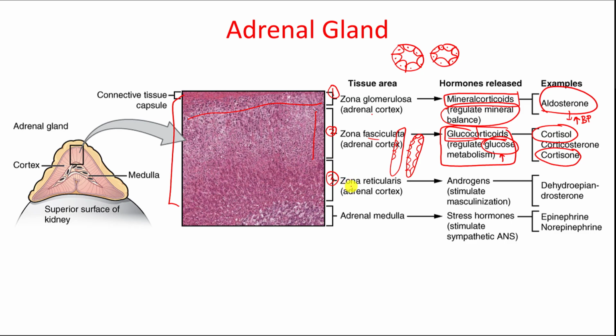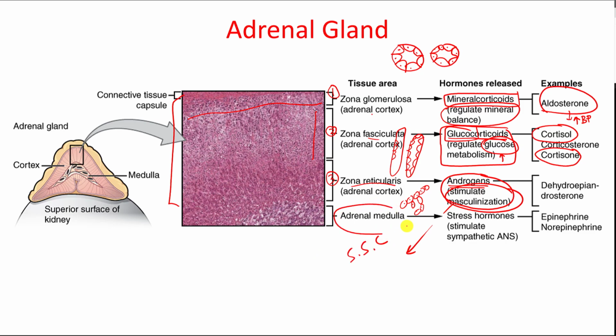Then the third region is the zona reticularis. Reticularis because the cells, like fibers, are sitting by themselves. There is no unique shape or format for the cells. They're like lines. Okay, and from this region we will talk about androgens. Those are the main hormones from this region. And androgens will stimulate what we call muscularization. And this is something we'll talk about mainly to promote the secondary sex characteristics.